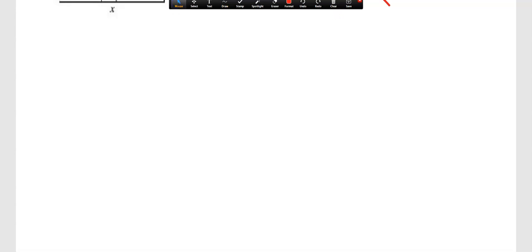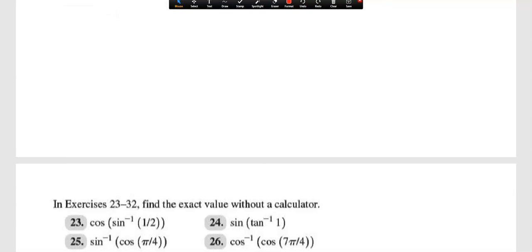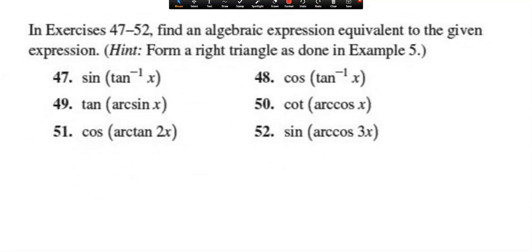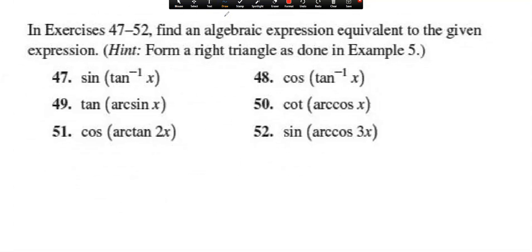Okay, what else? Homework-wise. 4.7. Anything else on 4.7? So that's all good. I sure can. Question 47.